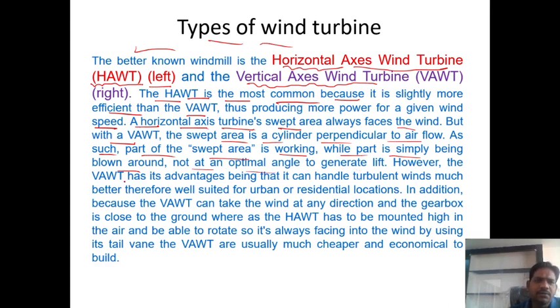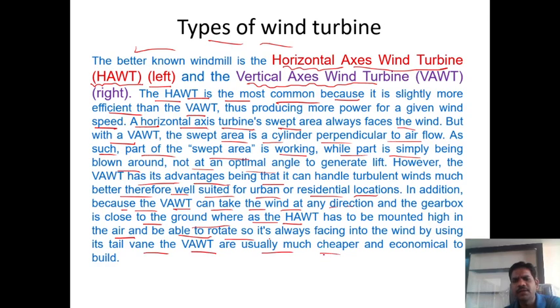However, the vertical axis wind turbine has its advantages: it can handle turbulent wind much better, and is therefore well suited to urban or residential locations. In addition, the vertical axis wind turbine can take the wind from any direction, and its gearbox is close to the ground, whereas in a horizontal axis wind turbine it is mounted high in the air and able to rotate, so it always faces the wind by using the tail vane. We observe that vertical axis wind turbines are usually much cheaper and more economical to build.